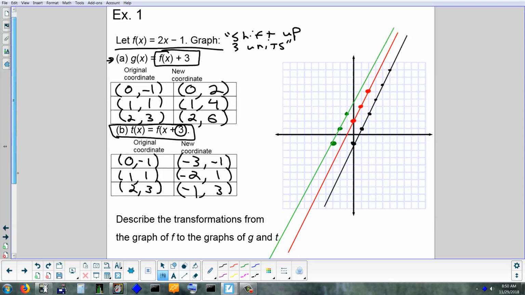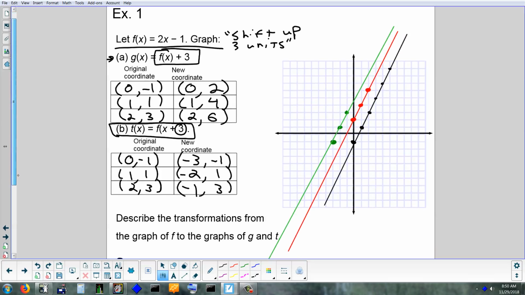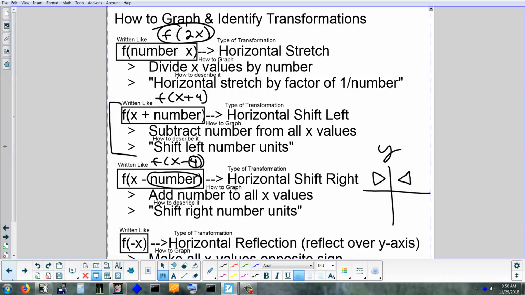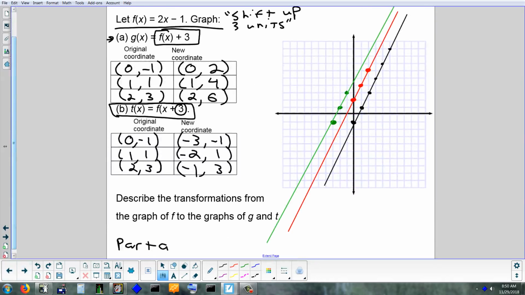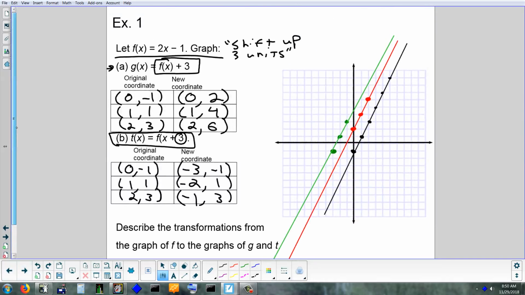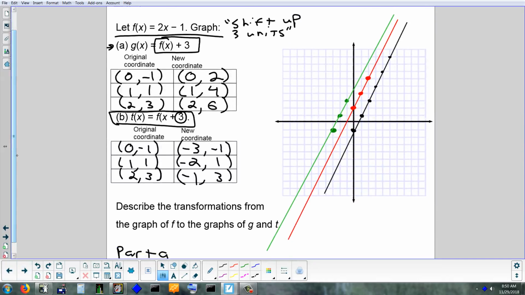Doesn't it say on the table how to say it? It says that right on the table. It does. Yep. Shift left, whatever units. Shift right, whatever units. I'm getting that right from your table. And then the +3 inside, we said that moved it. Inside is the opposite, so it's left 3 units. So that's f of x in part A, and then right next to part B, shift left 3 units. That's how you describe it.